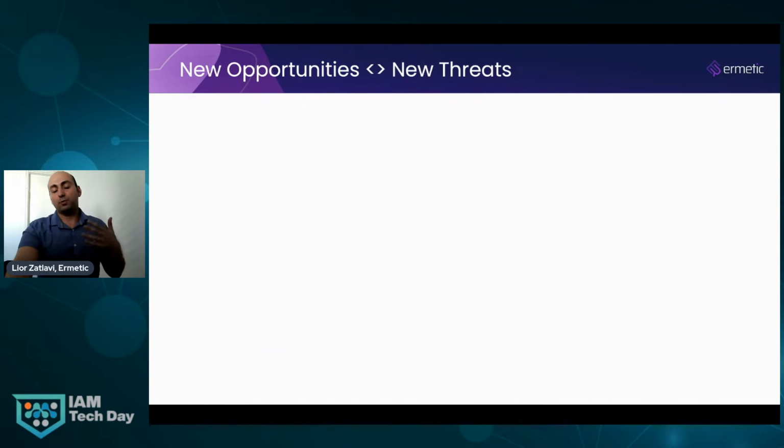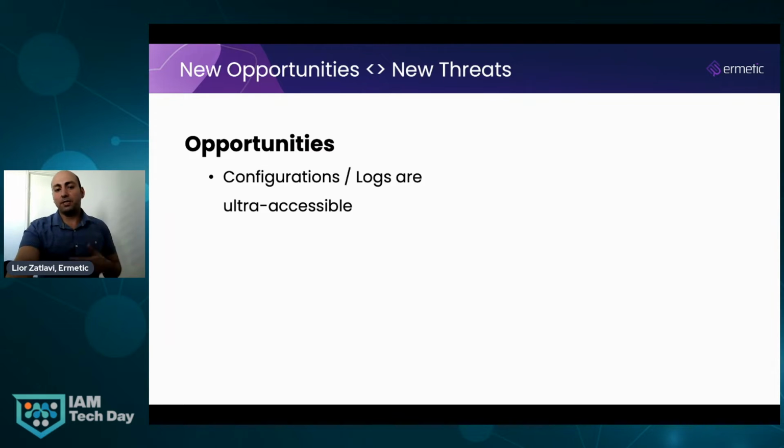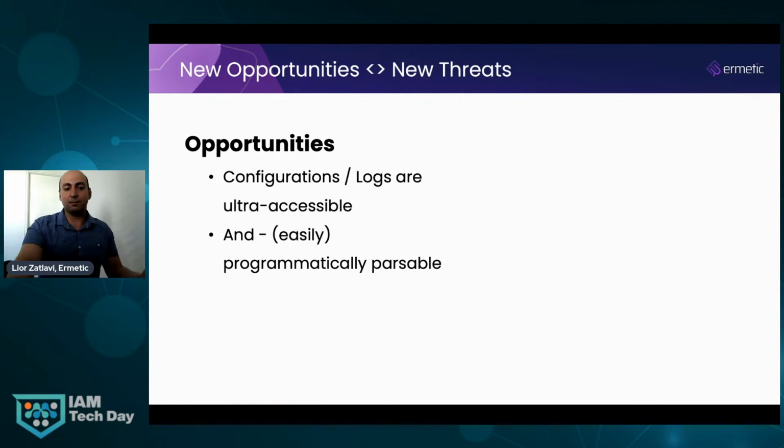Now, these two changes present a lot of opportunities and a lot of threats in managing the security of those cloud infrastructures. So when it comes to opportunities, configurations and logs are very, very easily accessible. And as we mentioned before, they can be very easily programmatically parsable, which allows us to have the kind of control that we always dreamed of in those environments, if we actually know what it is that we're doing and producing the right kind of information from our systems.